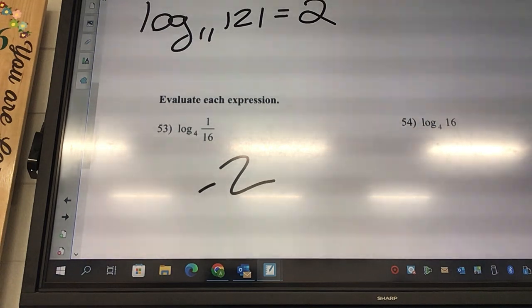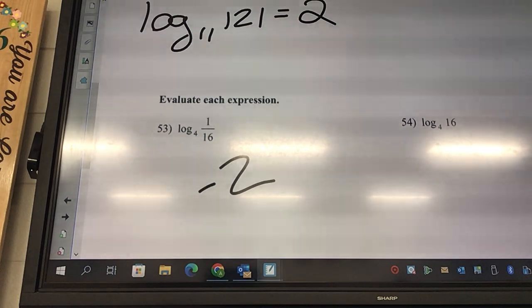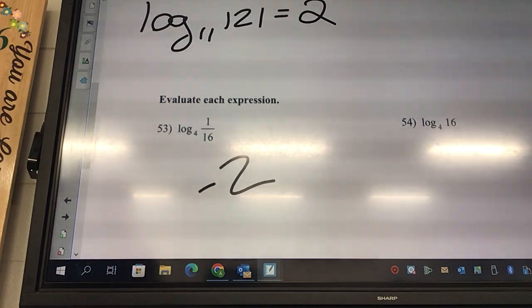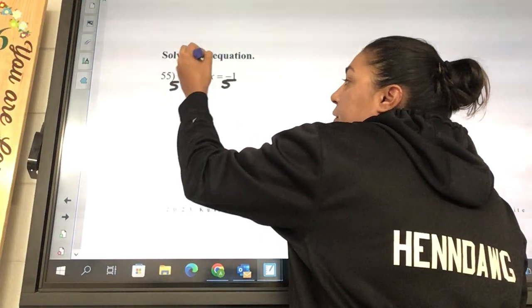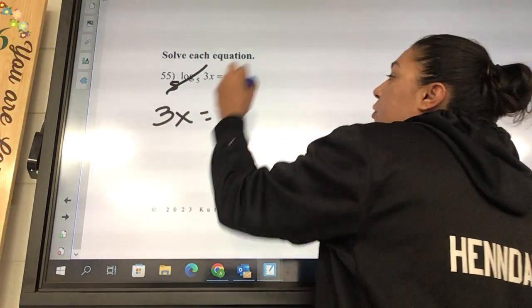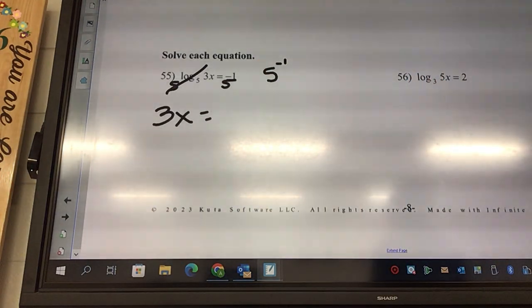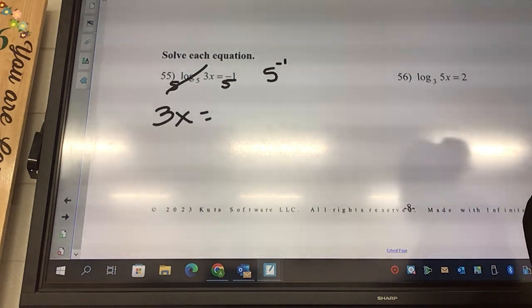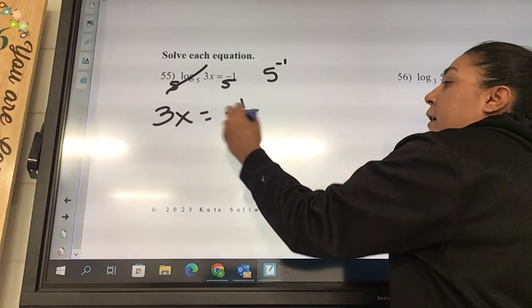Okay, the next one it says log of 5, so that means we're going to raise both of them to the 5th power. Okay, so we're gonna say 5 and 5 on both sides, to the 5, to the 5. Okay, and so these cancel out. So we got 3x equals, what is 5 to the negative 1 power? Hit your fraction button. 1 over 5. Okay, so we got equals 1 over 5.